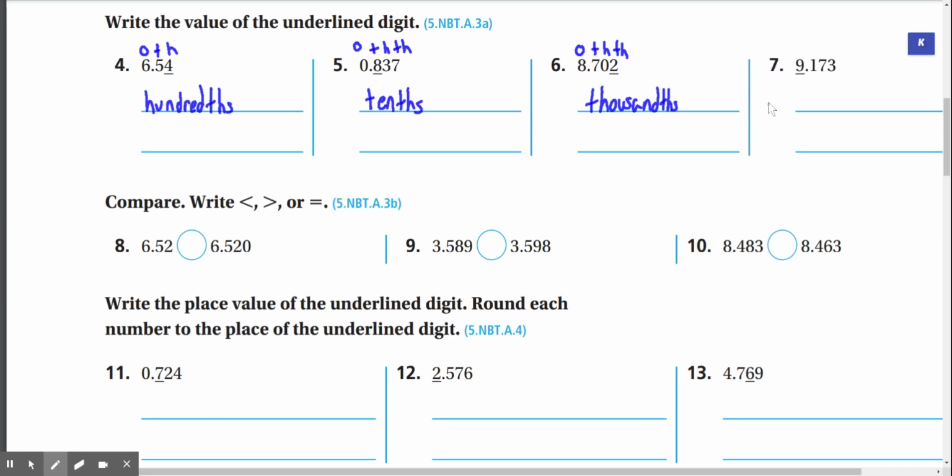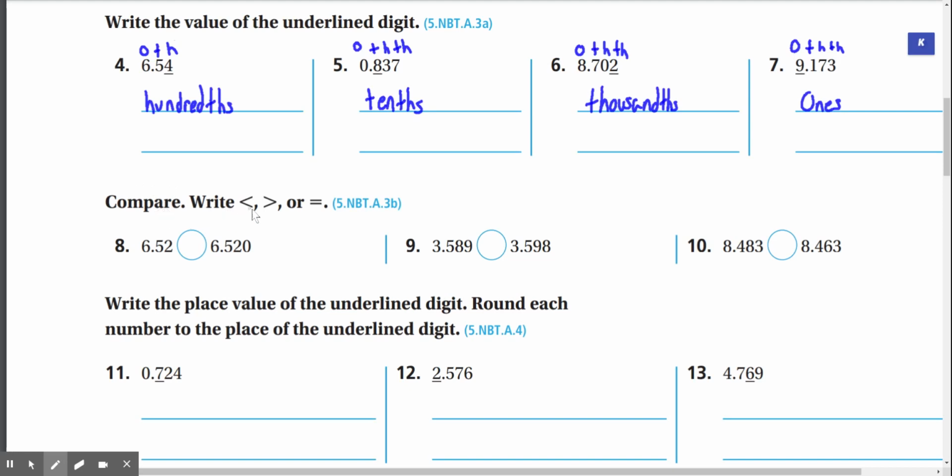Number 7, 9.173. Well, 9 is in the ones place, 1 is in the tenths, 7 is in the hundredths, and 3 is in the thousandths. And the underlined digit here is the 9, which is in the ones place.